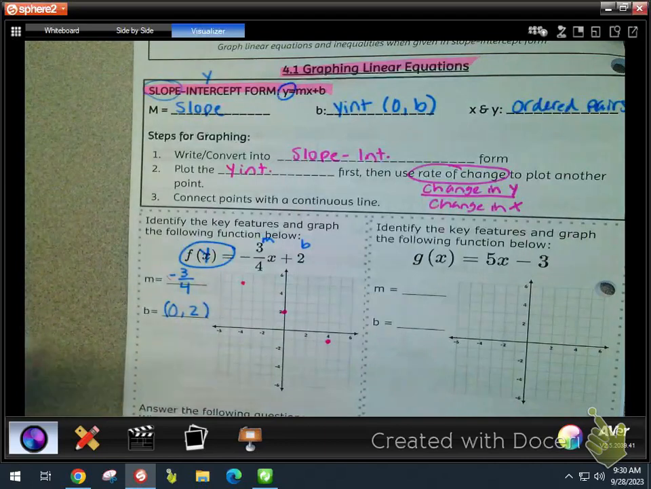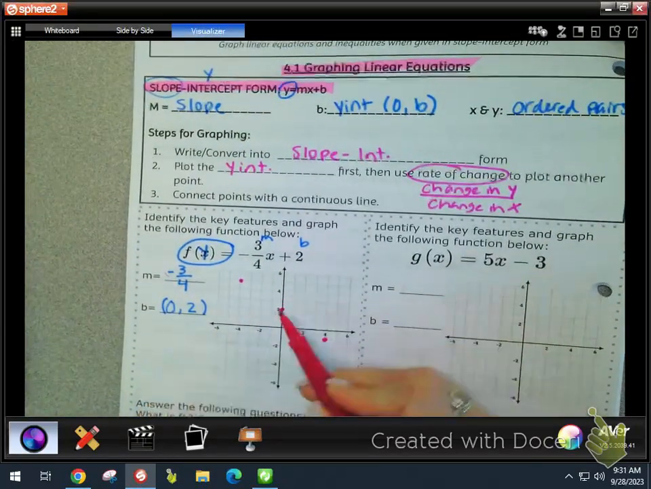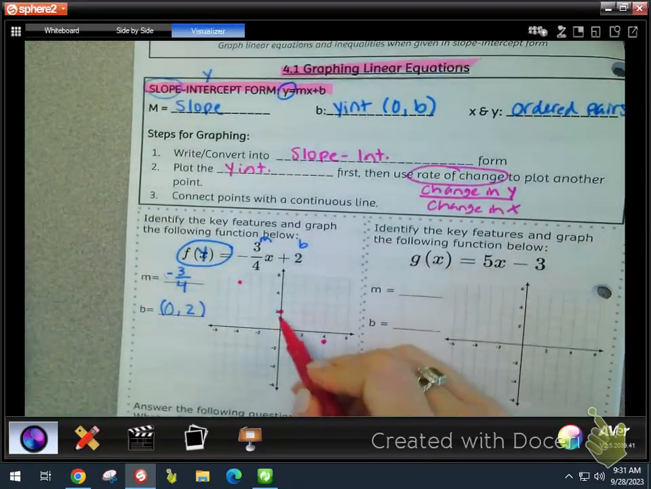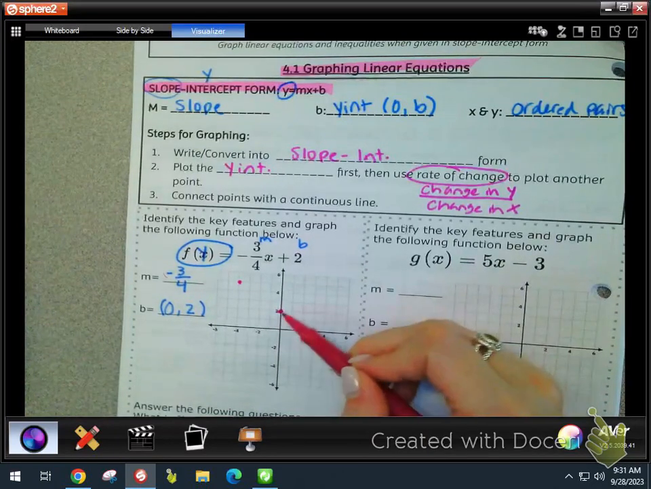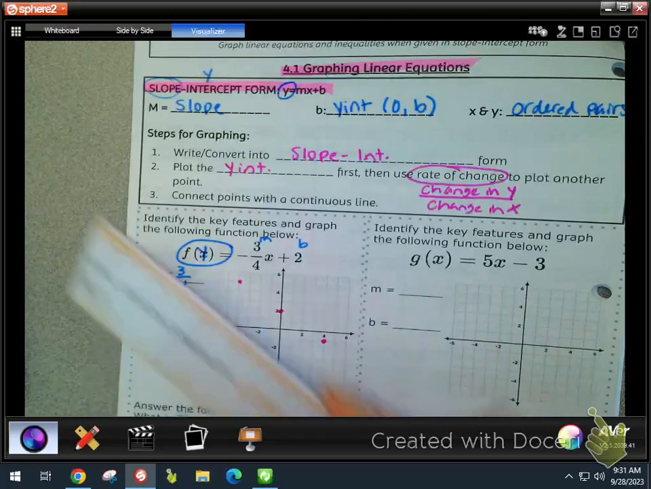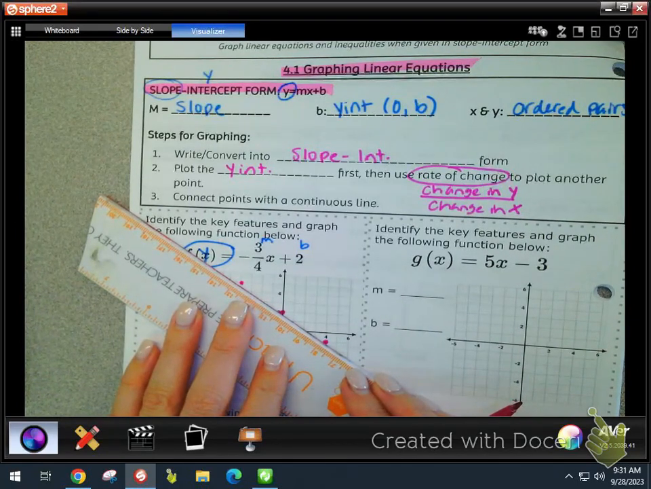Okay, so I got 3 points here. I always start with that y-intercept. I use my change in y, change in x, then I put a point, and then I always try to get 3 points on there, and so I went back and I went this way as well. Does anyone have any questions about that so far? Familiar? Not familiar? Done some of this before?